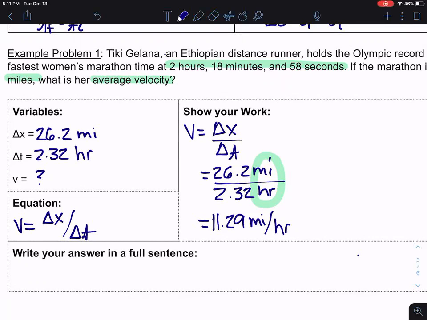Tiki ran her marathon in 11.29 miles per hour, or she ran it with an average velocity of 11.29 miles per hour. In this case, this is not great form, but I don't know what direction she ran in. I don't know where this marathon was, where the course was. And so I don't have a direction to write in. Technically, this is speed, I guess. Average speed, but no, traditionally you would write a direction, right? She ran west.